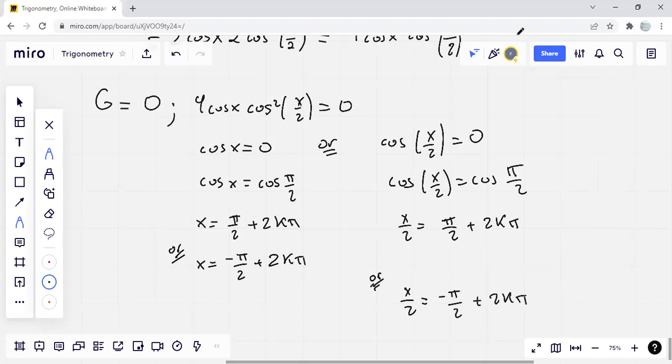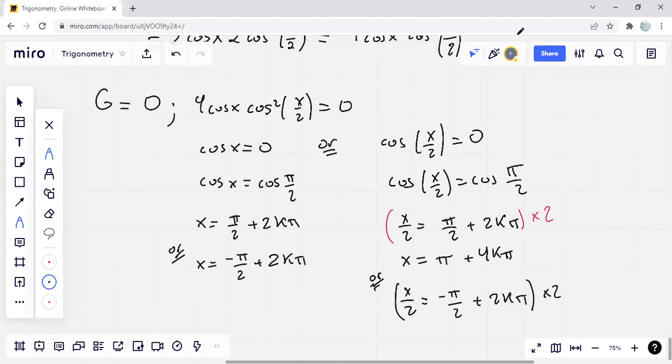But of course, we are interested in finding x alone, not x over 2. That's what solve means. So to get rid of this 2 down here, we have to multiply by 2. If multiplied by 2, they will cancel out. But of course, I can't multiply by 2 only on one side. I have to multiply the whole equation by 2. This will give us x is equal to, if we multiply pi over 2 times 2, simply pi, and here we'll get plus 4k pi.